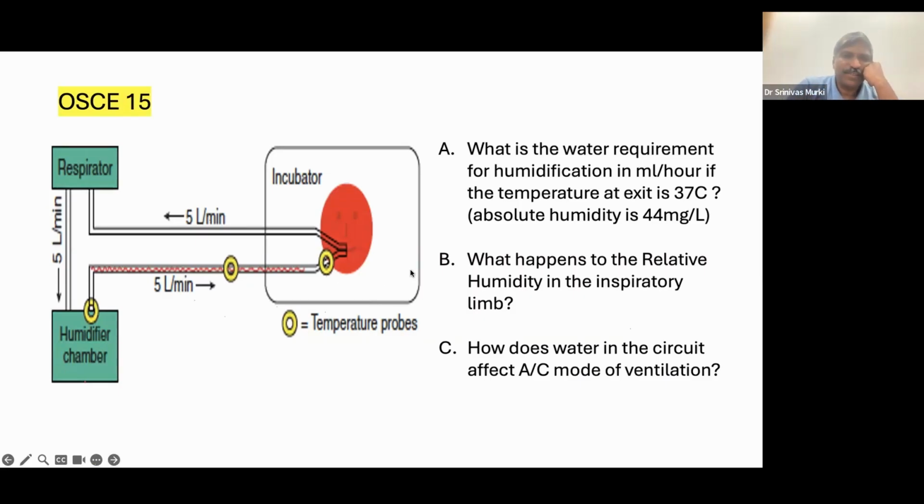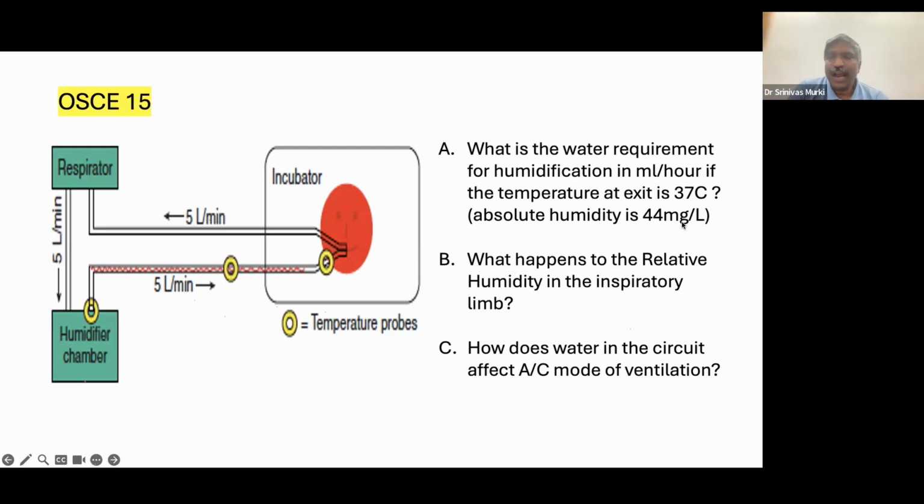Nobody here? Nobody is even trying. It's very simple if you know the concept. What it is saying is you need to add 44 milligrams completely, because in the inspiratory limb there is nothing. Somebody has calculated 220 ml. No, you're wrong.